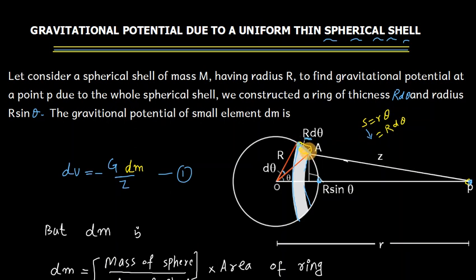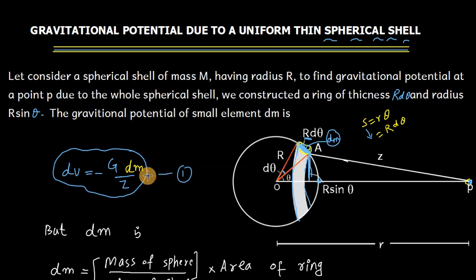So this is the thickness of the ring, and at this point there is a small object whose mass dm is placed, correct. Now the gravitational potential due to this small dm at this point P is defined as this one. Sahi? Now we need to find out the radius of this ring. So this is our capital R, this will be our perpendicular, and this will be our base. So in this triangle, this shows R sin theta, and this R sin theta is the radius of the ring, while capital R is the radius of the whole spherical shell.